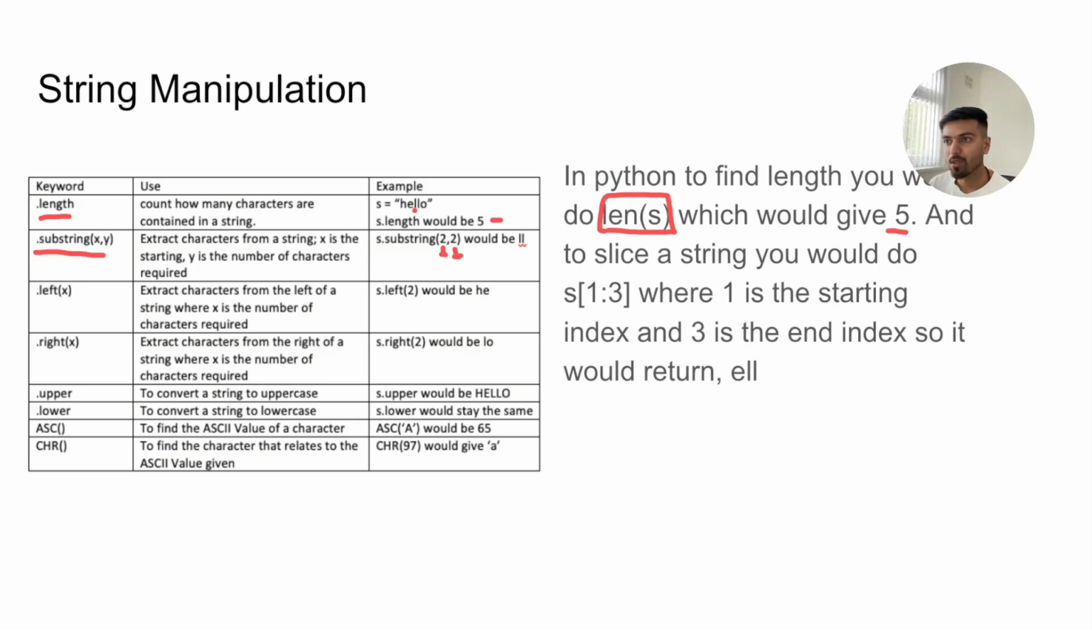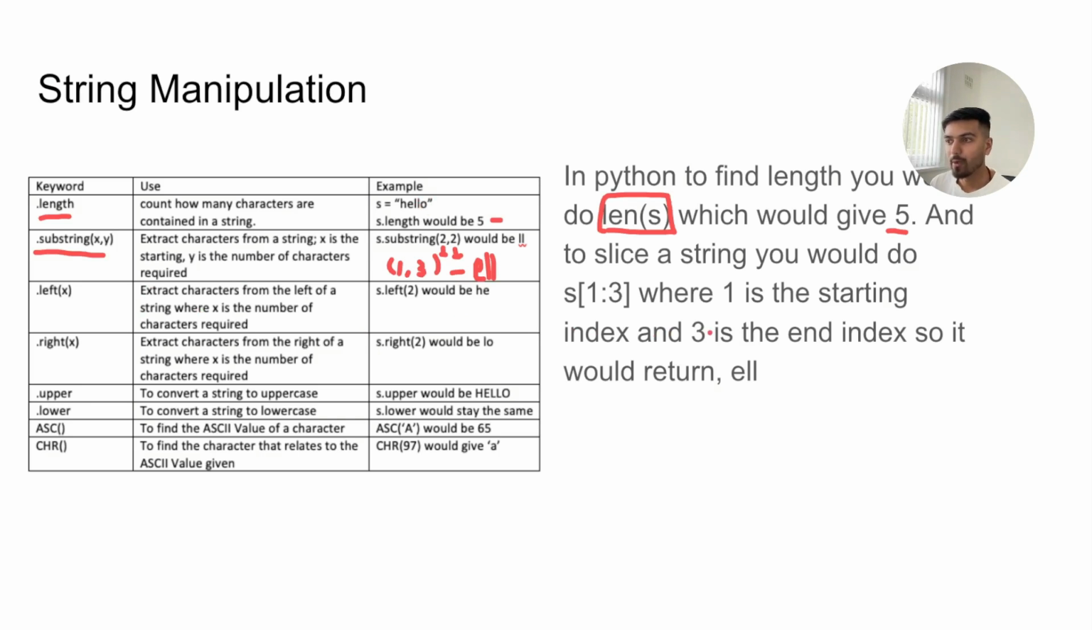So we get the first one, which is 1, L, and the next one, which is the second L. Let's do an example, 1 and 3. We start at index 1, so it's E, and we go 3 places, so E, L, L is what will be printed. Left is the exact characters we want from the left, so 2 would be HE because that's the left 2 ones, and the right 2 would be LO.